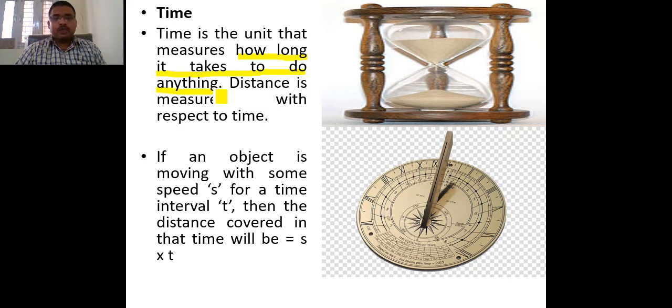Now distance is measured with respect to time. Whenever we want to measure distance, it is always measured with respect to time. It is not possible that time is going on but there is no distance. If time is there, there will be some distance covered by any object, whether at rest or moving. So without time, the other quantity cannot be measured.